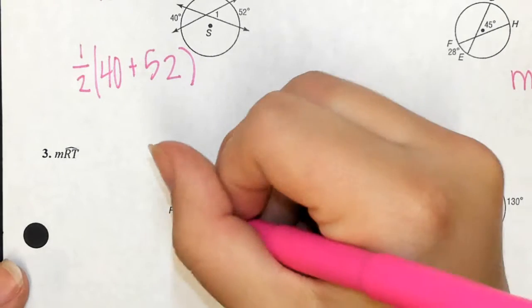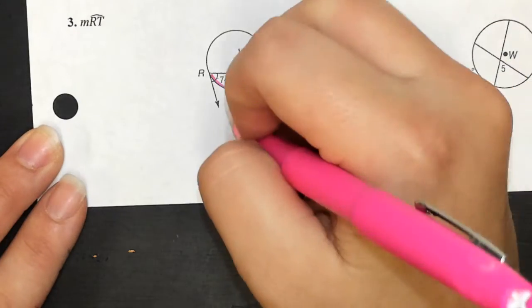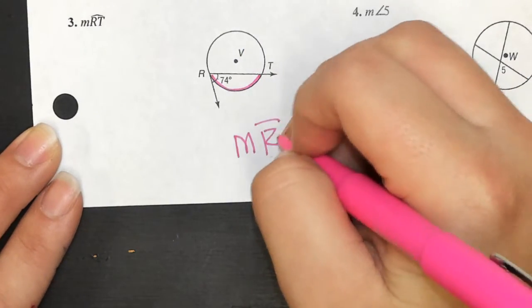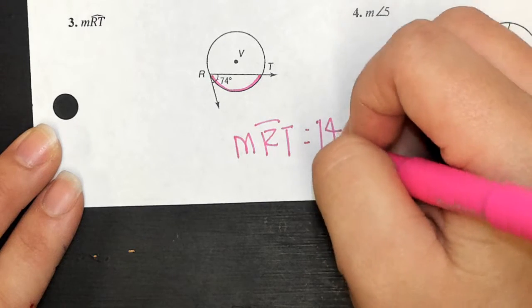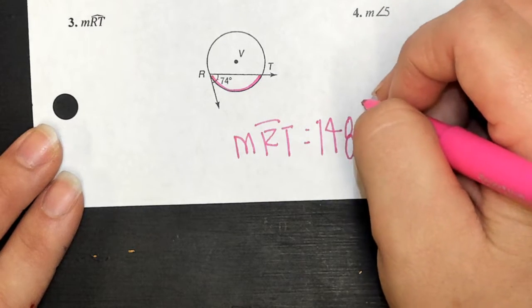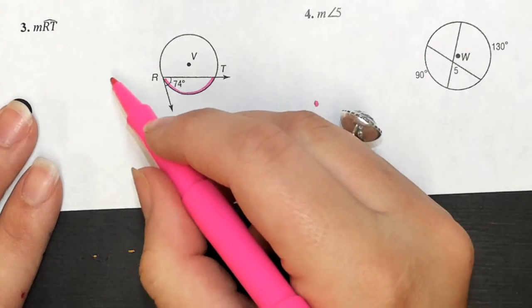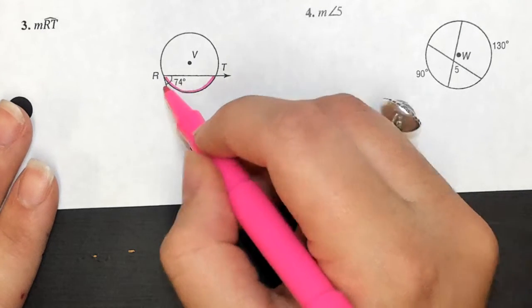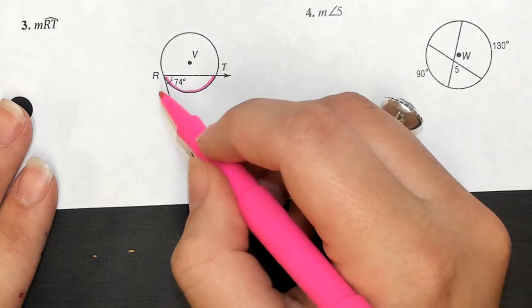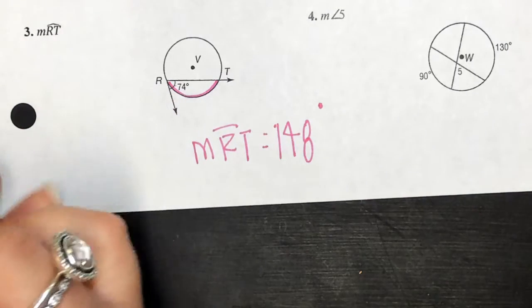Well, to find RT, don't we just double the angle? So the measure of RT was what? 148 degrees. Why did you double it? Because it's half of the arc. So if I'm working in reverse to find the arc, I double it. If I have the arc to find the angle, I have to half it.